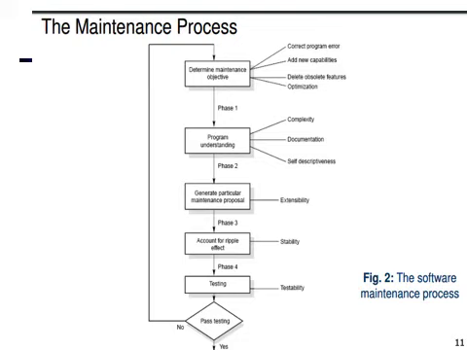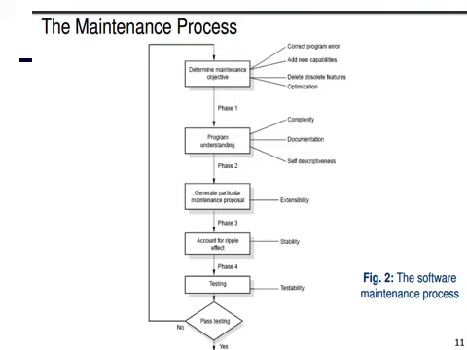Then in phase 3 we are going to account for ripple effects. In this phase, actually, we are modifying the program, and when you are modifying the program, you are accounting for all of the ripple effects or the consequences of the program modifications, and you are trying to change or update or modify the program. So in the third phase, you are accounting for the ripple effect, and you are modifying the program.